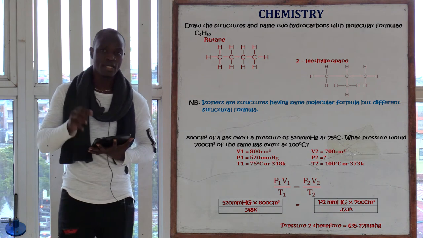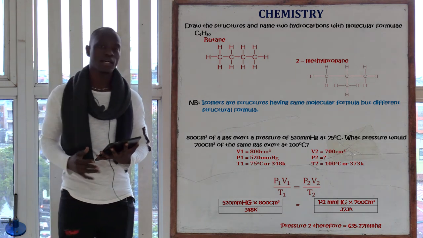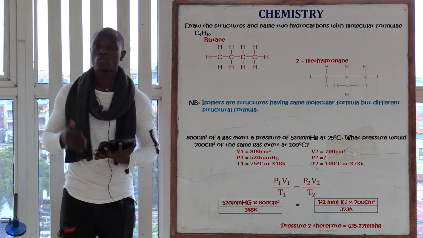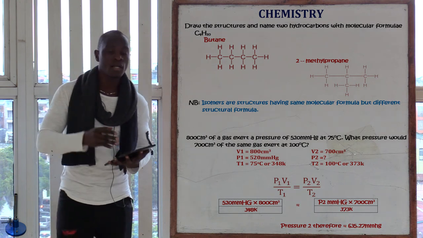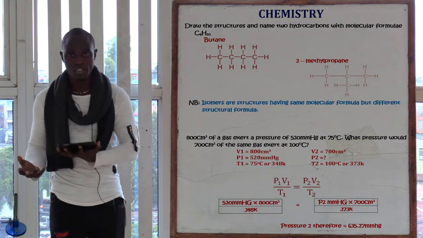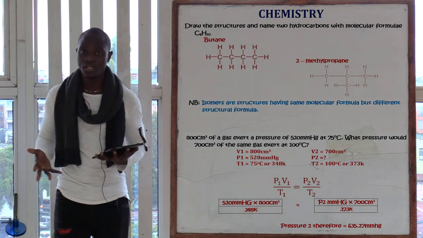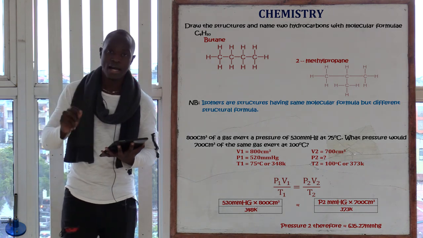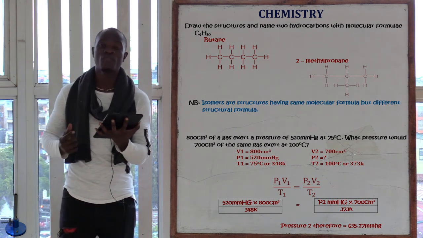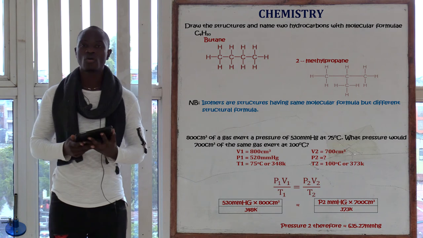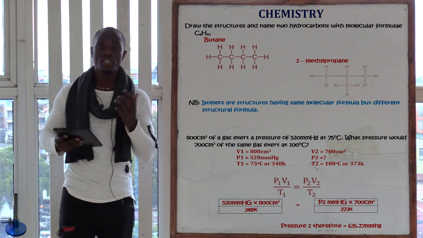First of all, let's define what is a hydrocarbon. A hydrocarbon is any compound which has carbon and hydrogen in its structure. Now in this question, we're being asked about this hydrocarbon, which is C4H10. So which is this hydrocarbon? This hydrocarbon is referred to as butane.